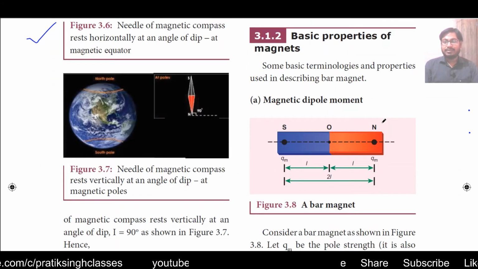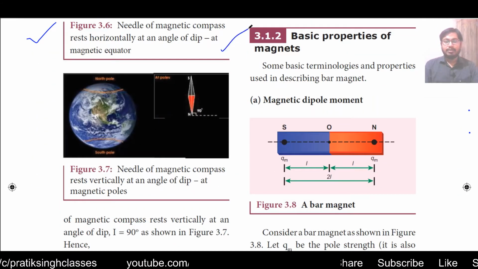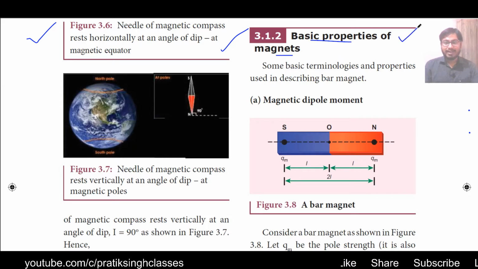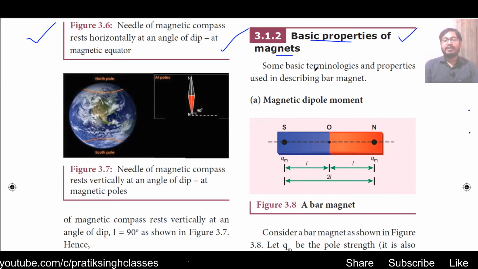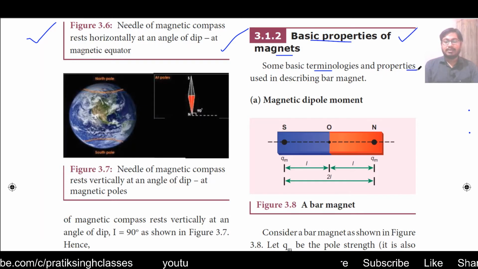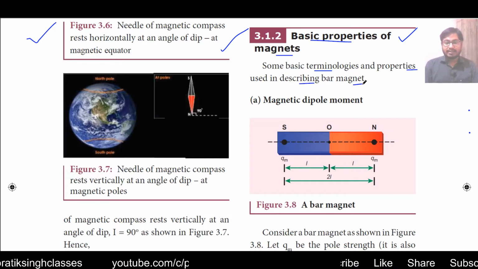Alright guys, let us start today's video tutorial. We will start from section 3.1.2, that is basic properties of magnets. Before learning about the properties of a magnet, first we will see some basic terms and other properties which will be useful to describe a bar magnet or any kind of magnet.